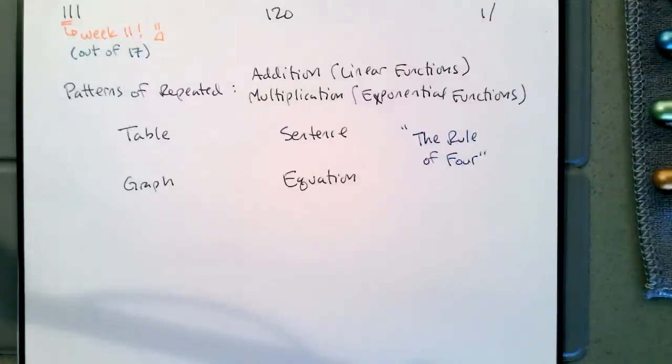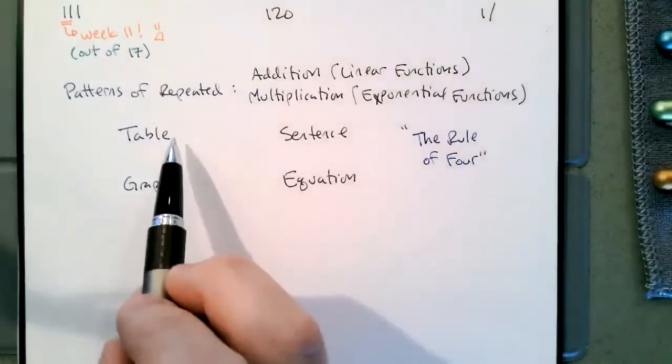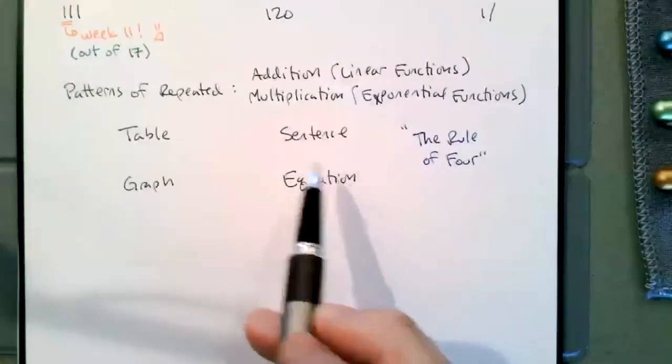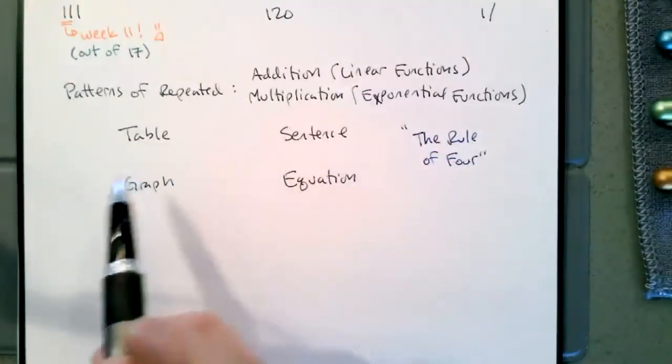Today, we want to remind ourselves of what we've been up to before spring break happened. We've been looking at patterns of repeated addition and patterns of repeated multiplication, which means that we've been looking at linear functions and exponential functions. We've been looking at them in many different ways. And what we're building towards is understanding things using the rule of 4. So, taking a concept and understanding it numerically, verbally, analytically, and graphically.